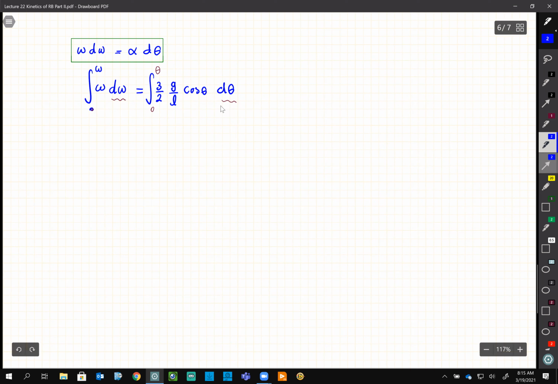Quickly, let's do the integral. I'm sure it's easy for you. The first side will be 1/2 omega squared. And then the second side, all of those are constant, so it's going to be 3/2 g/L and sine theta. So we successfully found the speed at any theta. Omega squared is equal to 3 g/L sine theta.